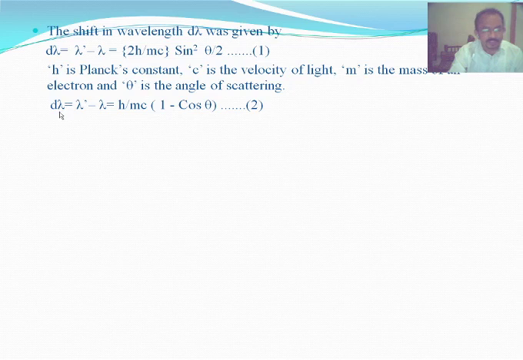That means this wavelength shift does not depend on the nature of the incident radiation. Also, there is no factor which represents the nature of the element. That means this wavelength shift does not depend on two factors, the nature of the element and the nature of the incident radiation, but it depends on only one factor. What is that factor? h is a constant, m is a constant, c is a constant, the only variable factor is theta. That means the wavelength shift depends only on the angle of scattering.